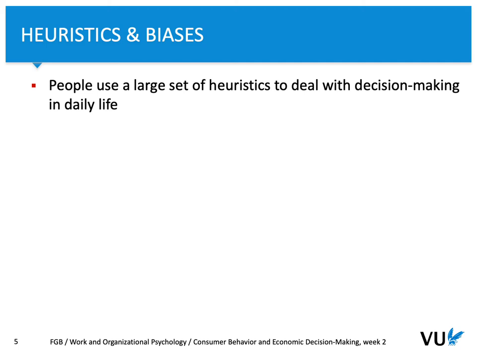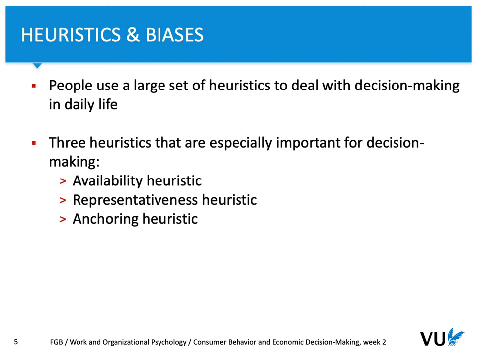People use a large set of heuristics in order to make specific decisions, important or less important. Let's discuss these three heuristics: availability heuristic, representativeness heuristic, and anchoring heuristic.